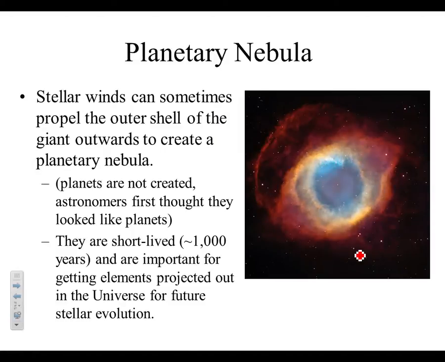Stellar winds sometimes propel the outer shell of the giant, so we're still the giant, and then the solar winds can propel some of that outer shell to create a planetary nebula. It's badly named. Astronomers used to think that this is where planets form, so they called it a planetary nebula. It's not, we know now, but the name has stuck. These planetary nebulae are fairly short-lived astronomically, about 1,000 years, but they are important because they project elements further out in the universe, which can then lead to more stellar evolution.